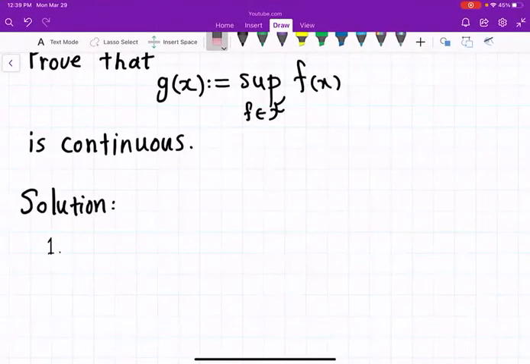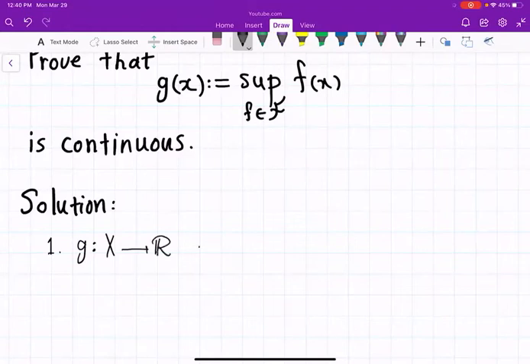So G from X into R is well defined. Do I really need to worry about this? Yes, because I'm taking a supremum over an arbitrary family. How am I sure that this is not infinity? And that's where the uniform boundedness comes in.